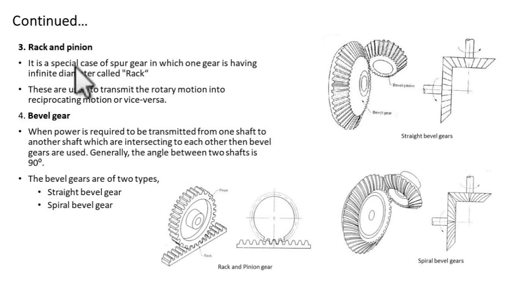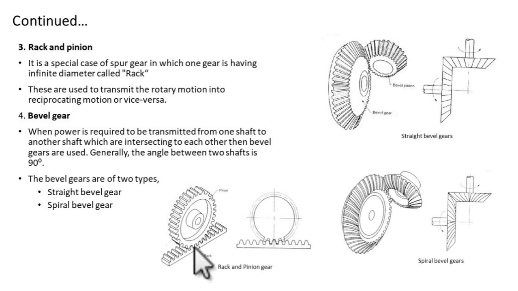So what is rack and pinion? This is a special case of spur gear in which one gear has an infinite diameter, called the rack. So this is the example, rack and pinion gear. So what is the meaning of this infinite diameter? See, the lower portion is a straight line, and on that straight line there is a plate, and over that plate the toothed mechanism is there, and grooves are there.